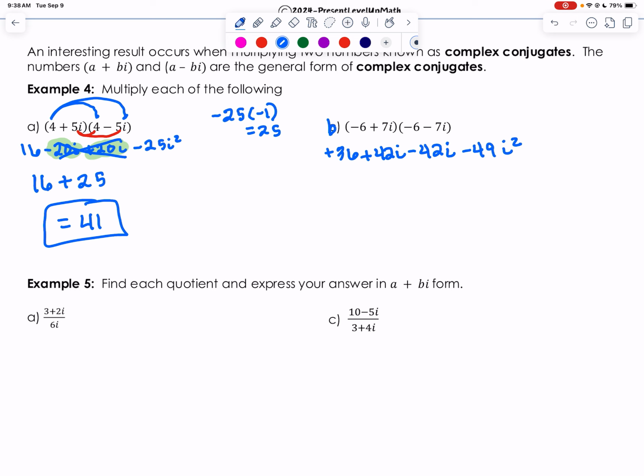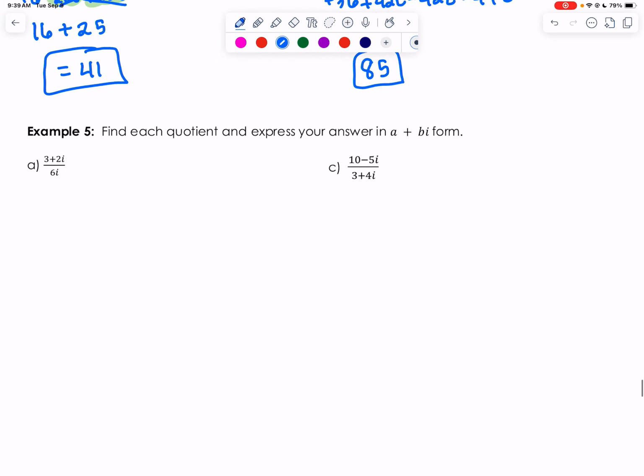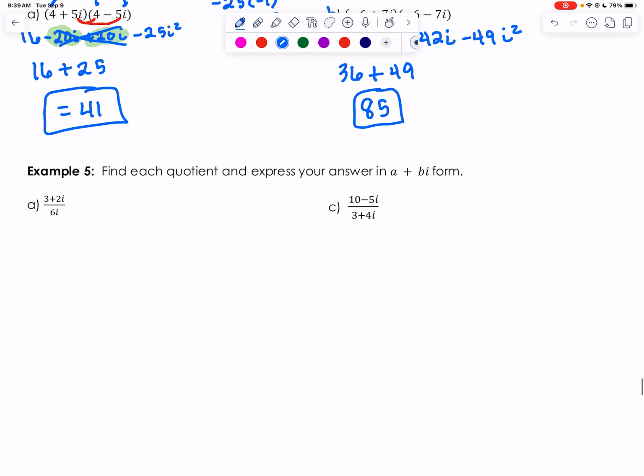The middle terms canceled out, so we were left with 36. Negative 49i squared is equal to negative 49 times negative 1, so positive 49. So that would be 85. So again, when you multiply complex conjugates, you're going to end up with a real number. All right. Now, in example 5, it says find each quotient.